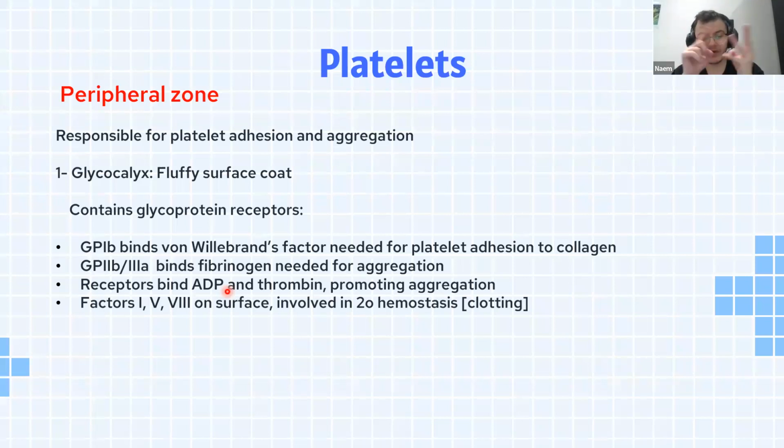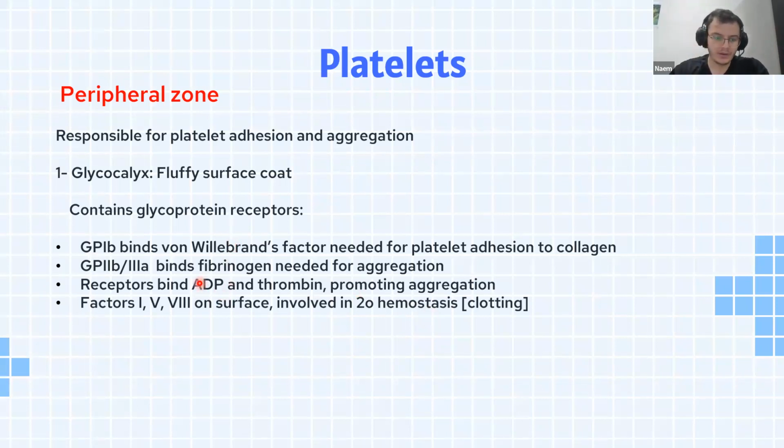These three factors are found on the surface, and again, their whole function is clotting. Guys, all of this is related to clotting, whether it's adhesion or aggregation. So please know this. Anything on the surface of a platelet is always about aggregation and adhesion. It's basically about clotting most of the time because that's the main function of platelets. So this is the first four things in the glycocalyx.